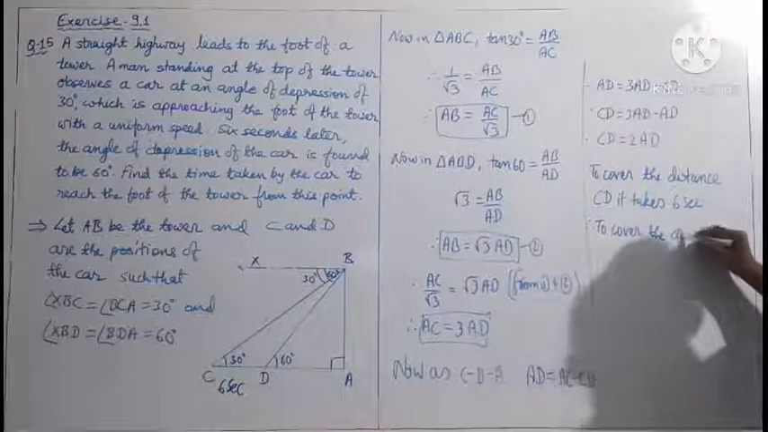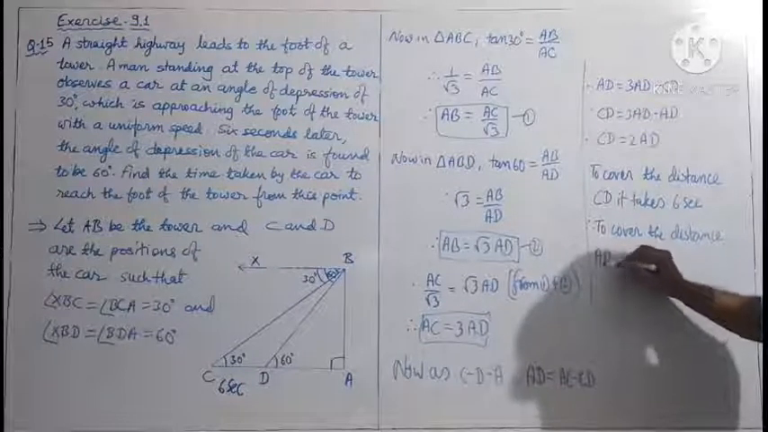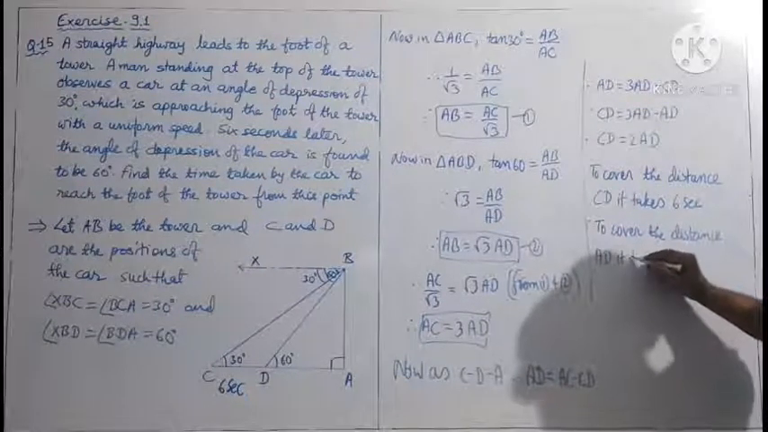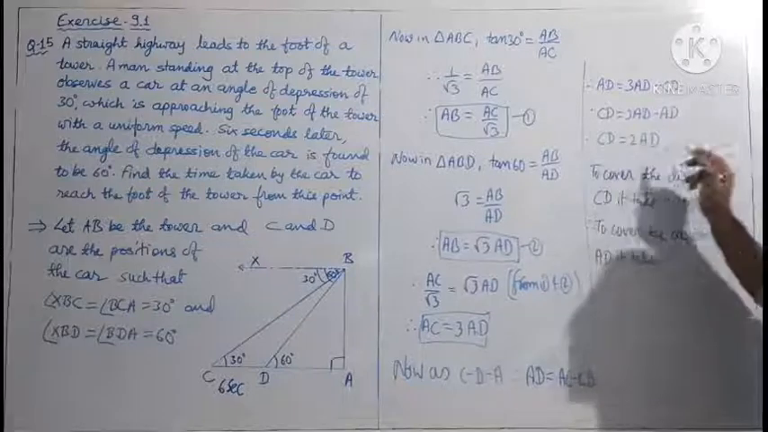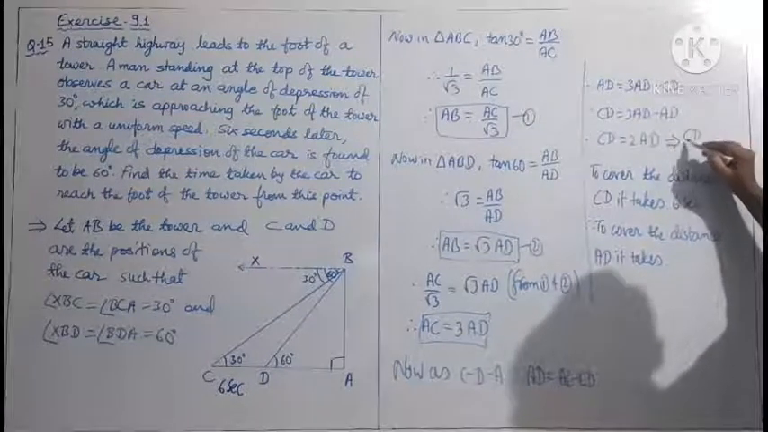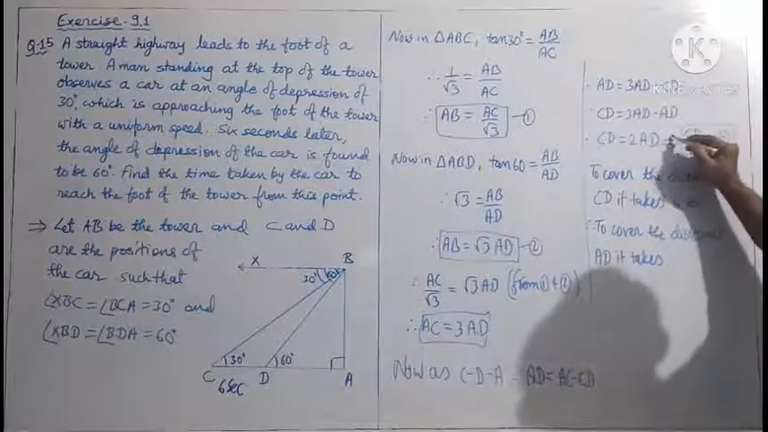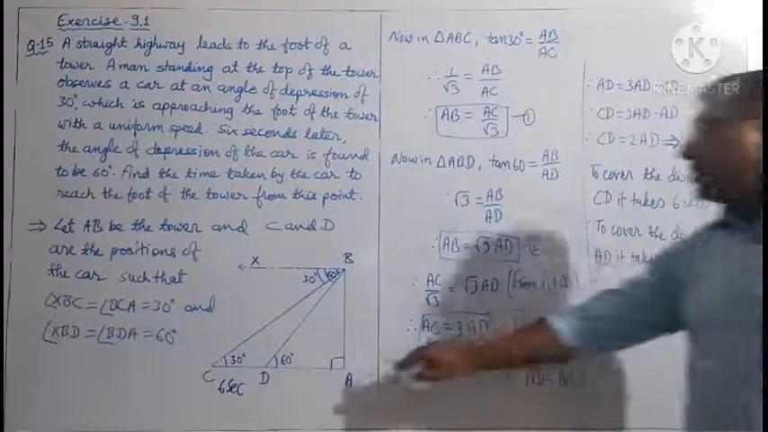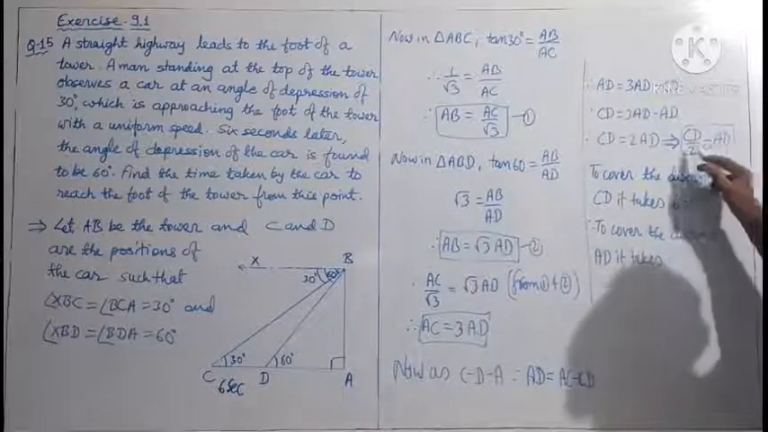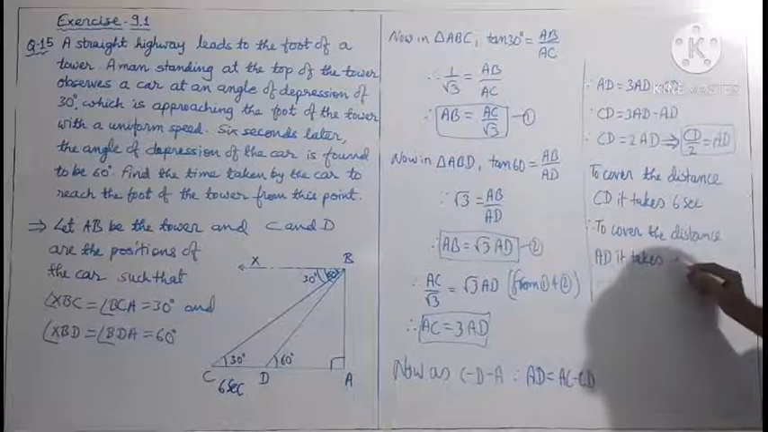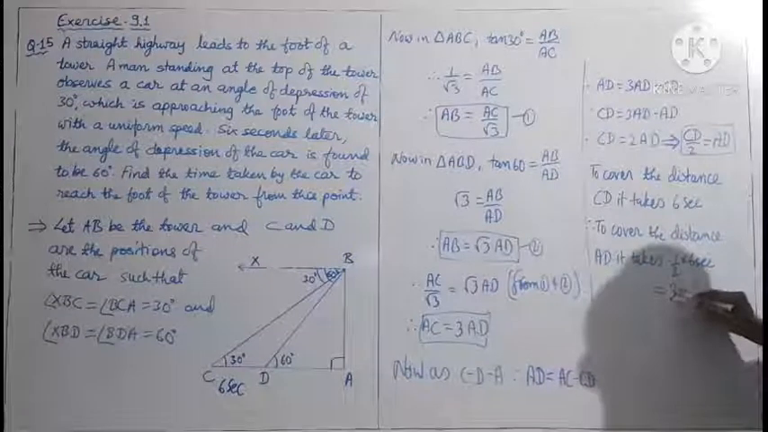the distance AD, how much time does it take? Half of CD. Here CD by 2 is equal to AD, so AD is half of CD. For CD it takes 6 seconds, so to cover the distance AD, it takes half of 6 seconds, and that is equal to 3 seconds.